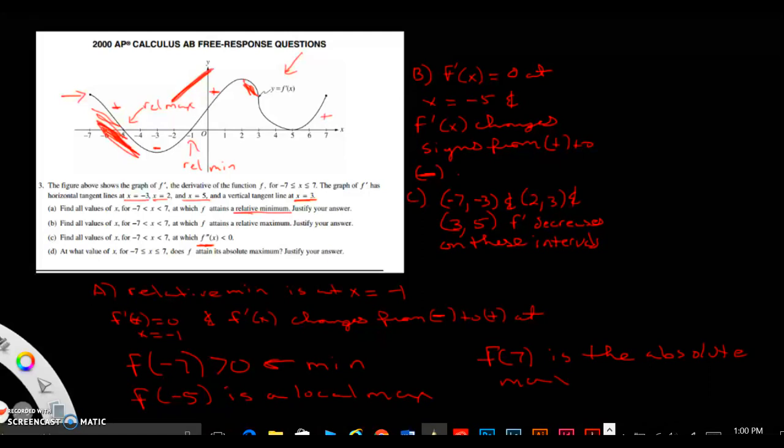Now you're probably asking, how does he know that's the absolute max? If you look at this part, it's a small negative area. This part's a small positive area. And this part is a huge positive area, with another huge positive area. So you would say f of 7 is greater than f of 5 because f is increasing.